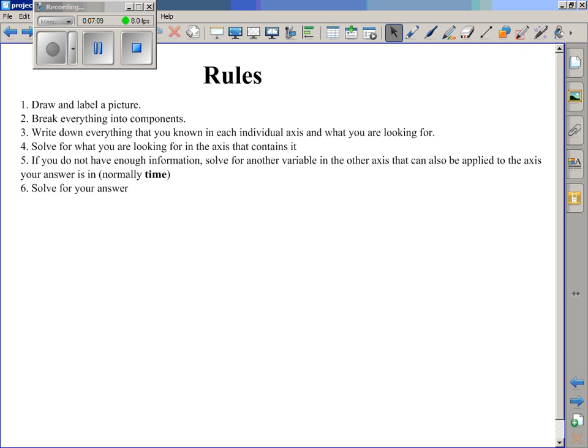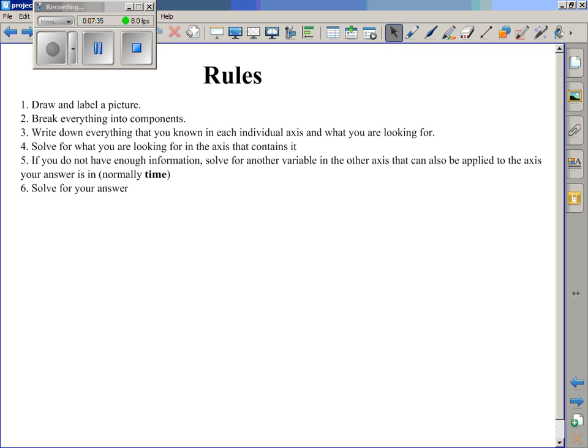Solve for what you're looking for in the axis it contains. Now, step 4 only happens whenever life is oh so lovingly easy. In other words, you have everything that you need in one of the axes to solve for what you're looking for, and you just solve. Odds are, though, you aren't going to have that. Odds are you won't be able to do step 4. You'll have to jump to step 5.